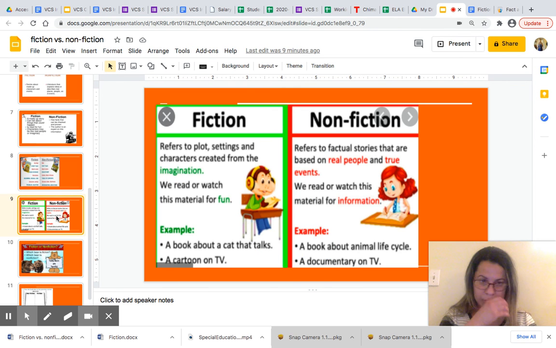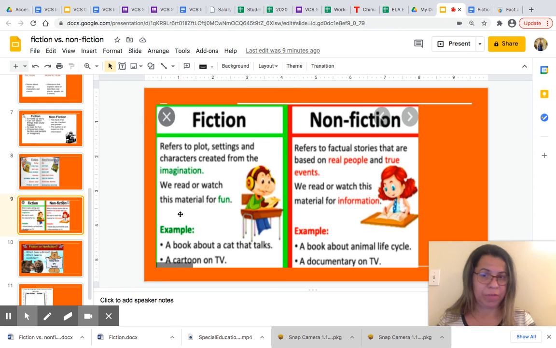Let's look at the last slides of non-fiction and fiction side by side. Fiction refers to plots, setting, and characters created from the imagination. Non-fiction refers to factual stories that are based on real people and true events. Fiction: we read or watch this material for fun. Non-fiction: we read or watch this material for information.